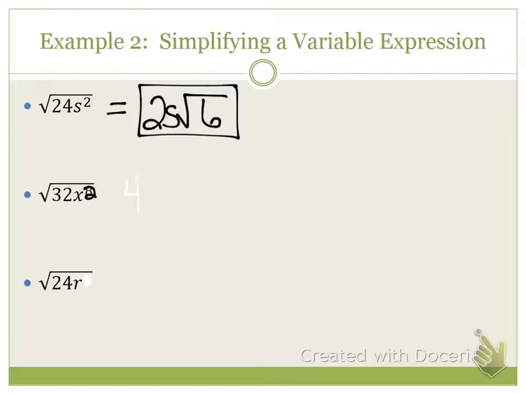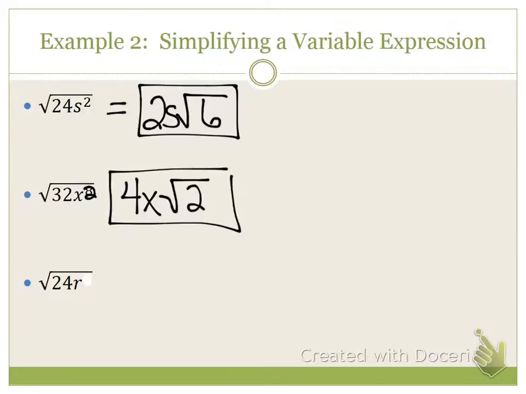Can I take the square root of x squared? What's the square root of x squared? Just x. Just like the square root of 16 is just 4, the square root of x squared is just x. So it's going to be 4x times the square root of 2.